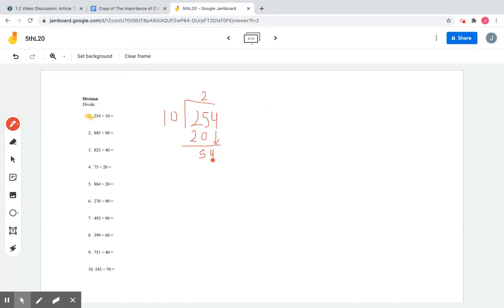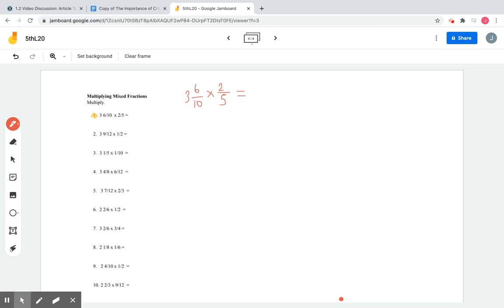So it will be 54. And 10 goes into 54, and how many? It will be 5, because 10 times 5 is 50. So we write 50 here, and there's 4. And we cannot divide anymore because 10 is bigger than 4, and we are already on 1's place. So the answer will be 25 with remainder 4. Alright?